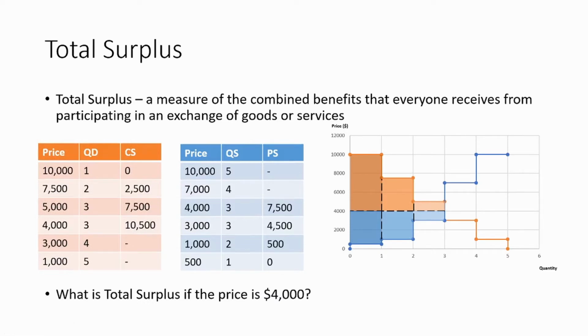So what is our total surplus if the price is $4,000? Well, we just have to add up our consumer surplus and our producer surplus. So our consumer surplus was $10,500. Our producer surplus is $7,500. So $10,500 plus $7,500 is going to give us $18,000. And that's our total surplus.